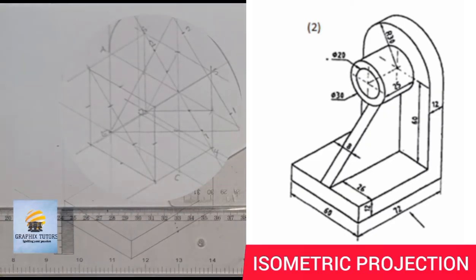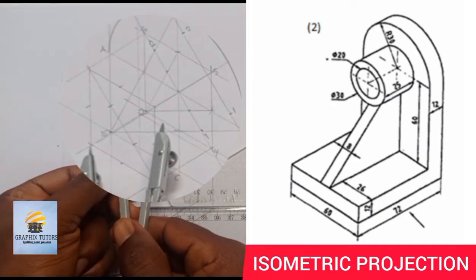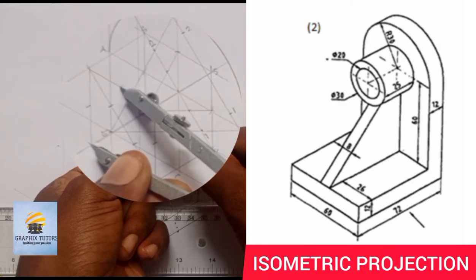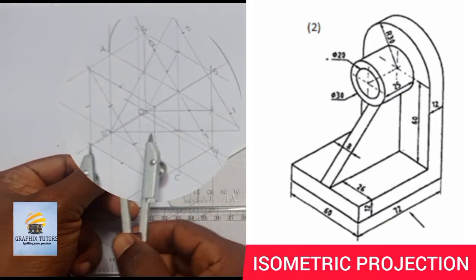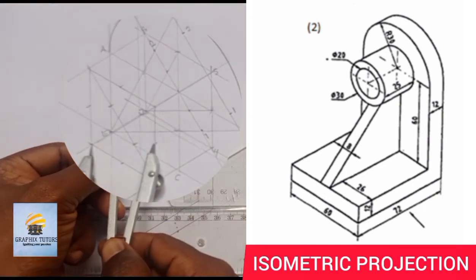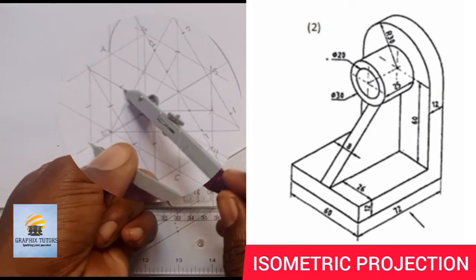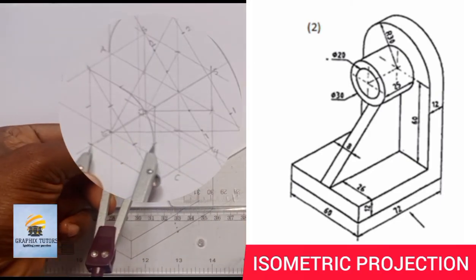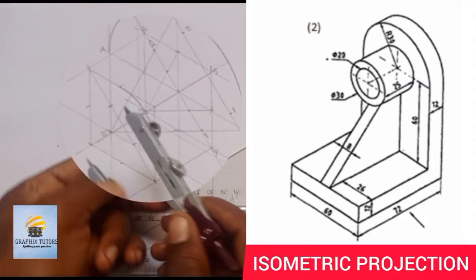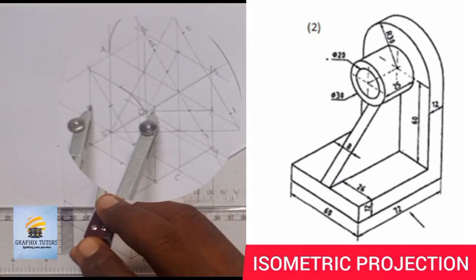So I'll just take my compass. If I place it here to this point, then I'll draw an arc this way. This way. Right? I'll come here also. I'll do the same thing too from here to here.